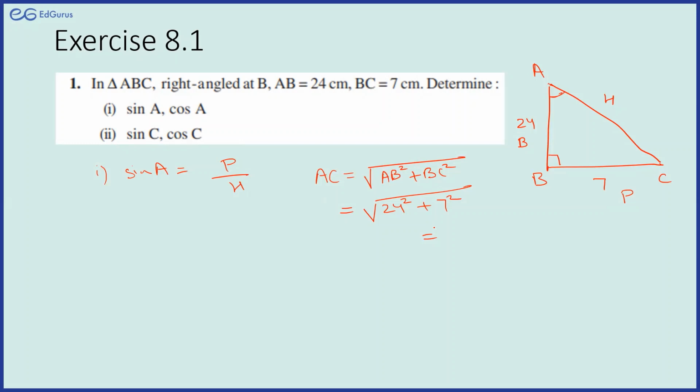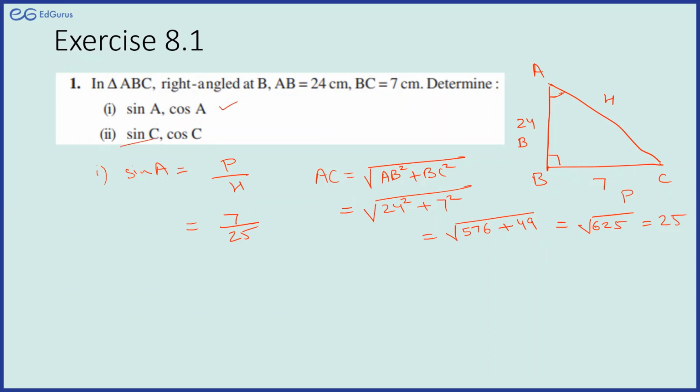What is 24 square? Square of 24 is 576, plus 49. तो ये हो गया square root of 625 which is 25. ठीक है? तो अब AC आ गया हमारे पास, perpendicular भी है, hypotenuse भी है, तो sine A is 7 upon 25. Now you know all three sides, so you can find cos A also.